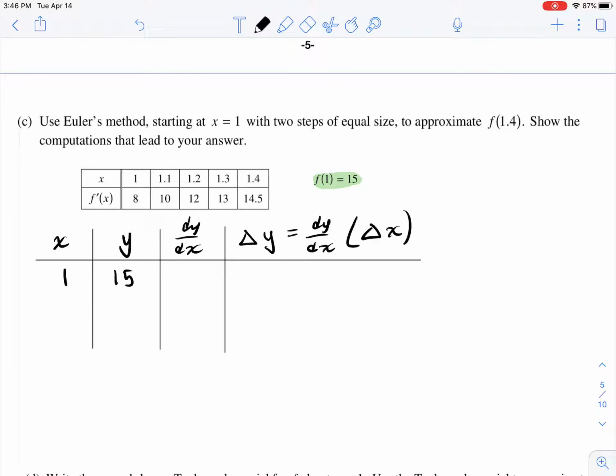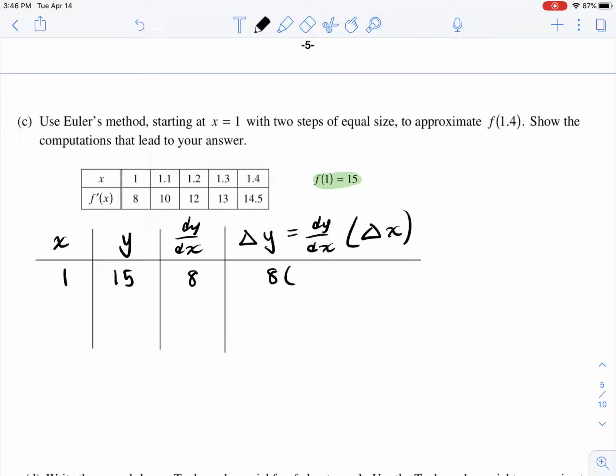What is the derivative, or dy dx, I should say, at x is equal to 1? Well, we see here that it's equal to 8. So what is delta y going to be, or a change in y going to be? Our change in y is going to be dy dx, which is 8, times delta x, or the change in x.